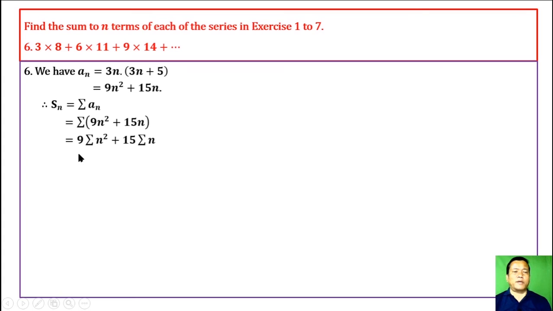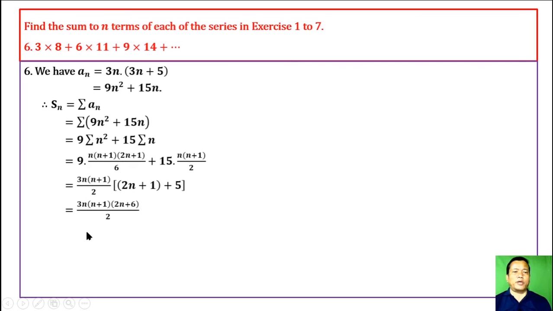Taking 9 times summation of n square plus 15 times summation of n, whose values: this is the sum of the squares of the first n natural numbers, and this is the sum of the first n natural numbers. And simplifying, we get this, which is the required sum.